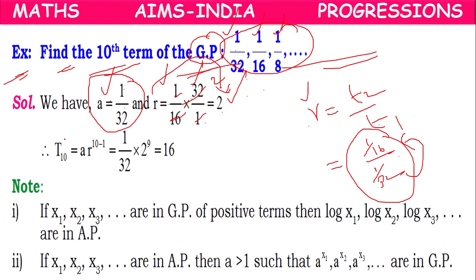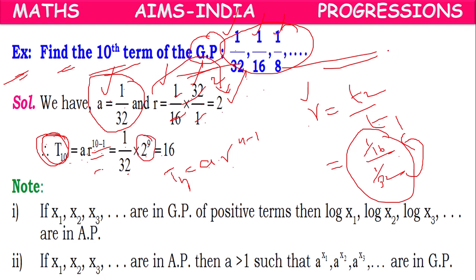Next, T10, the 10th term. For finding Tn, the formula is A into R power n minus 1. For finding the 10th term, the formula is A into R power 10 minus 1. So the A value is 1 by 32, into R, which is 2, 10 minus 1 means 9. So that equals 2 power 9. What is its value?